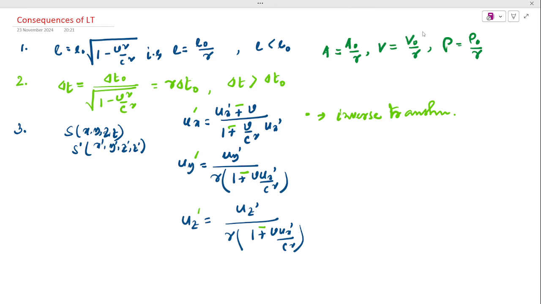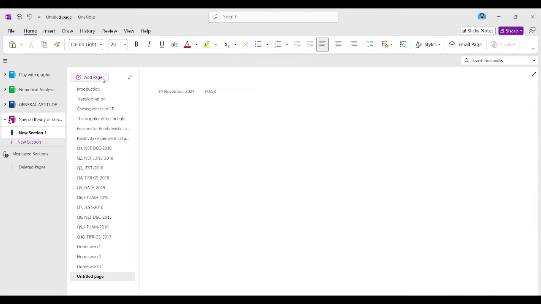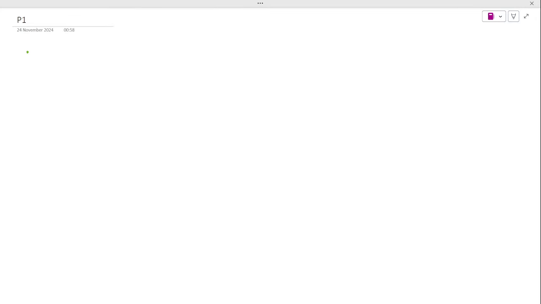So after that we have another, the relativistic mass, is basically m equal to m naught by root over 1 minus v square by c square, is basically m equal to gamma m naught, where m naught is the rest mass and m is the observed mass.